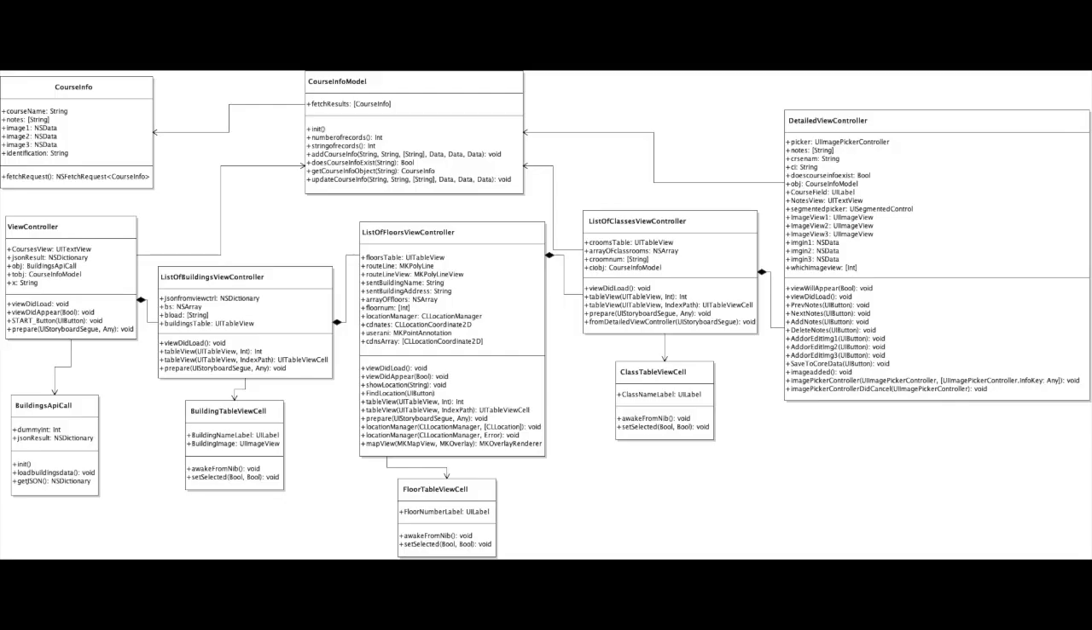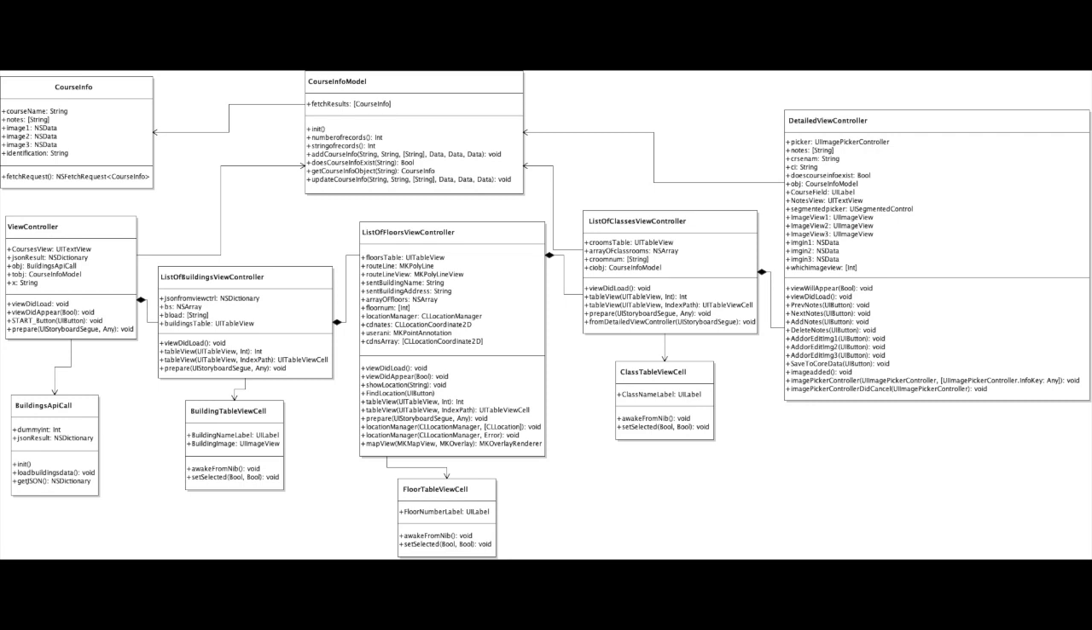Starting with the non-view controller classes, the course info class represents a core data entity which has variables that store user data such as notes and images. The course info module class usually adds to or retrieves from and also updates the objects in core data. The view controller class represents the home page for the app.